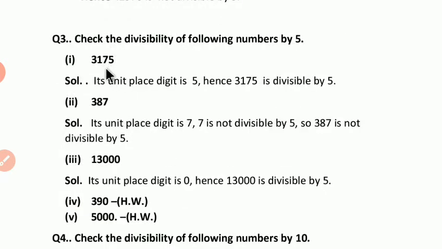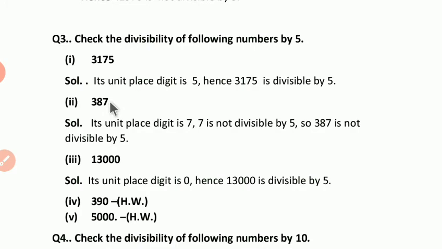So we will check on its ones place. 3175. Its unit place digit is 5. Hence 3175 is divisible by 5. You can see that on its unit place, which digit is given here? 5. There should be either 5 or 0. So 5 is given, it means 3175 is divisible by 5.